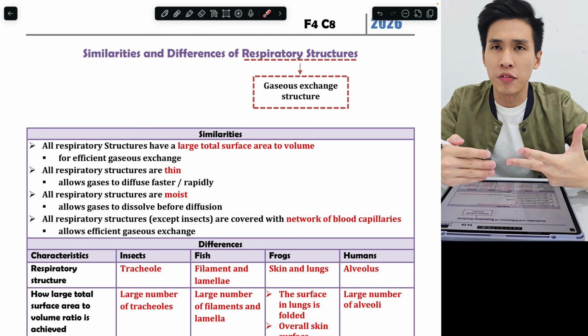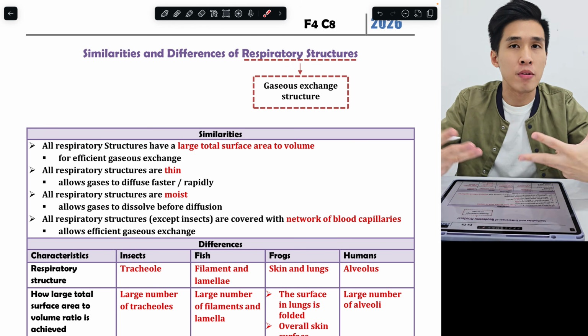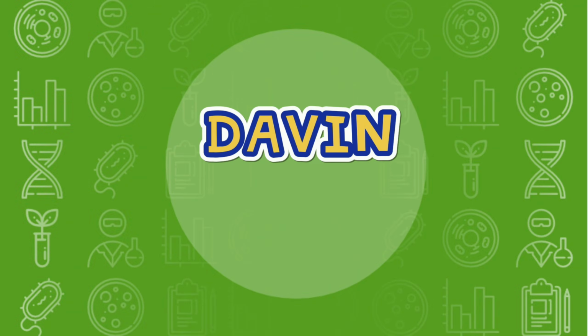So in Form 4 Chapter 8, I think there is one of the slightly more confusing comparison questions. It's confusing rather than hard.